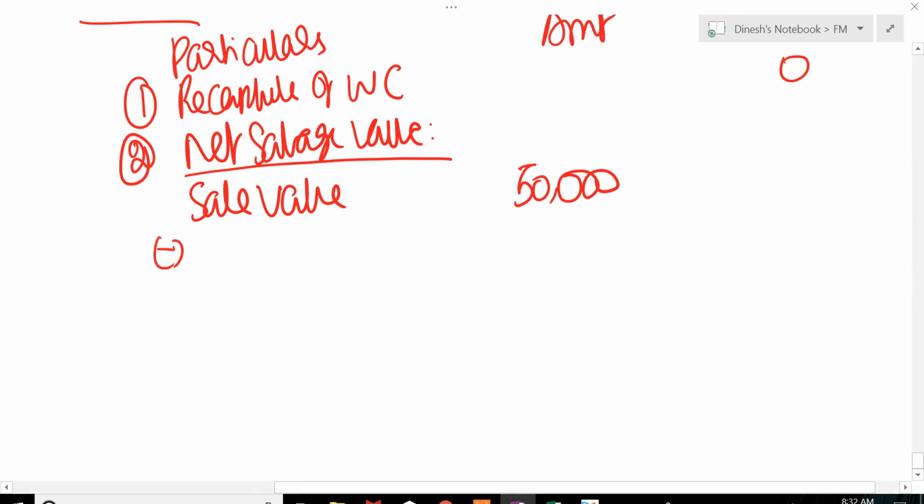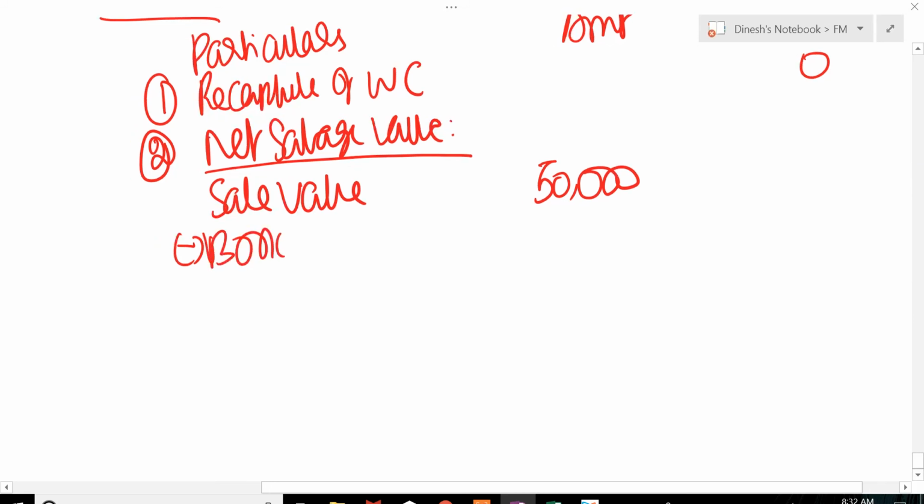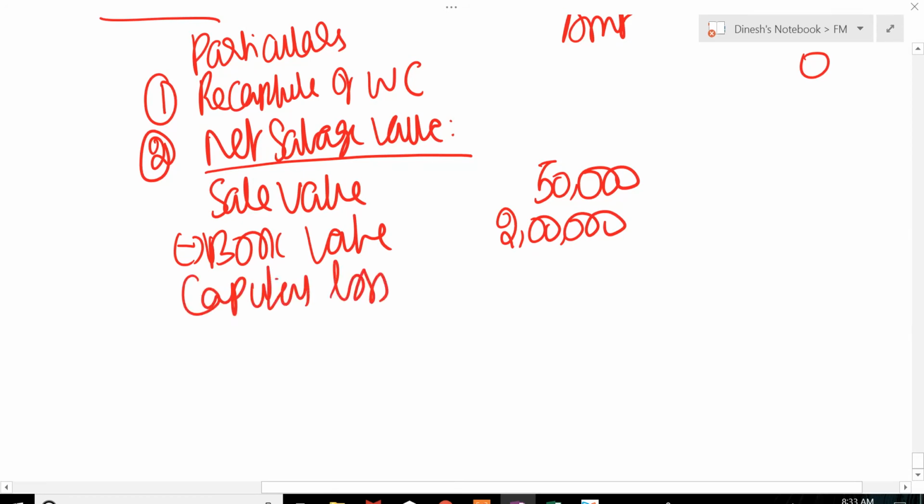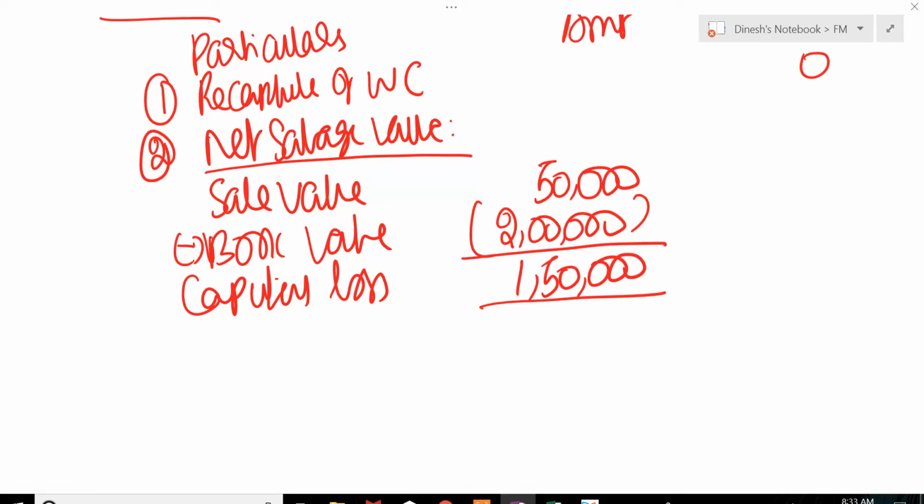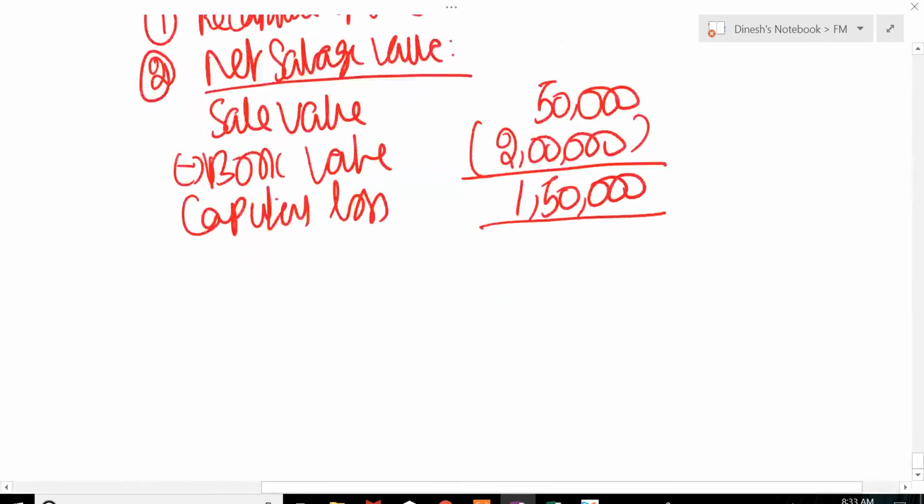Less, what do you subtract? Book value, which is given in the question. Otherwise, book value is original purchase price minus depreciation of years 1, 2, 3, 4, 5. What is the book value? 2 lakhs. Capital gain or loss? Loss. Capital loss 1,50,000. On the loss, are you going to pay tax or save tax? Save. Next, tax saved. How much?